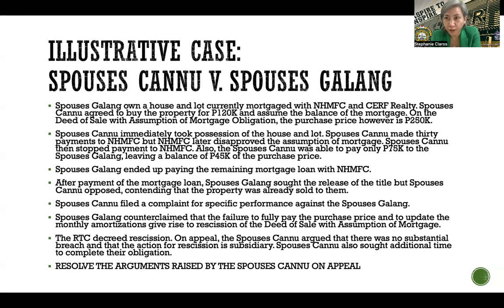So the regional trial court decreed rescission, but on appeal, the spouses Canoe argued that there was no substantial breach and that their action for rescission is only subsidiary. So the spouses Canoe also sought additional time to perform or complete their obligation under the deed of sale with assumption of mortgage. So how did the court resolve the arguments raised by the spouses Canoe on appeal? Particularly the issue on rescission being a subsidiary remedy and not a principal remedy.